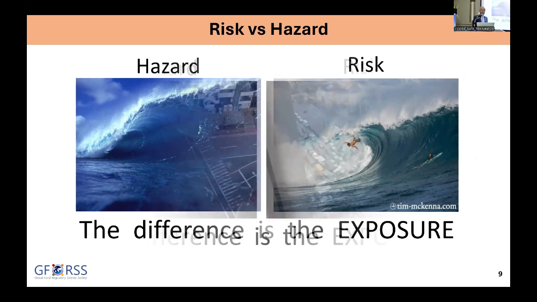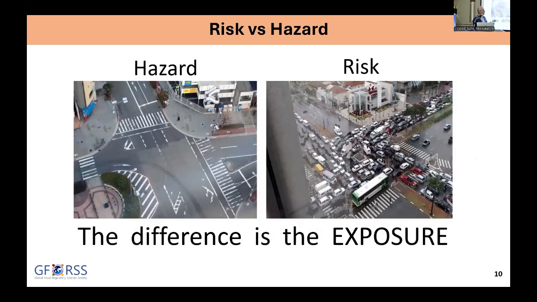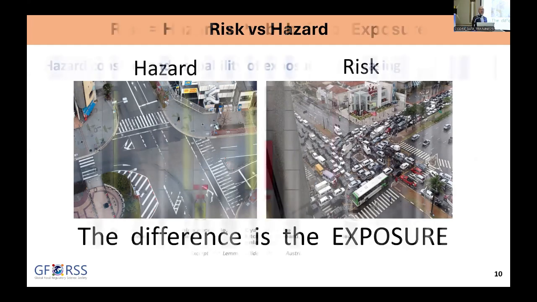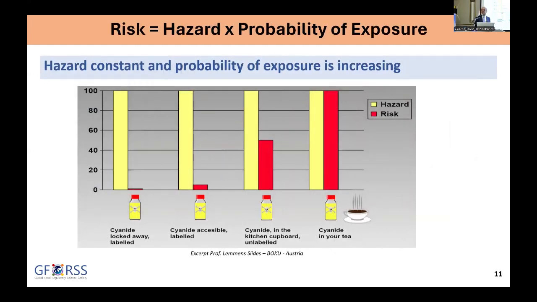Same situation here when we have this crossroads. The crossroads is the hazard. The potential impact of that crossroads is what? Accidents, right? But for accidents to happen, you need to have cars. If you do not have cars present at the crossroads, the impact of the crossroads will not materialize, okay? So, and we have another representation here.